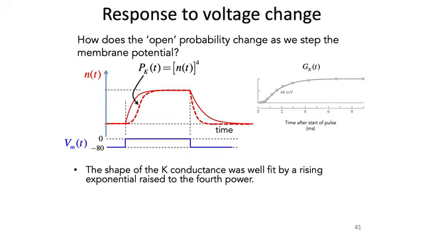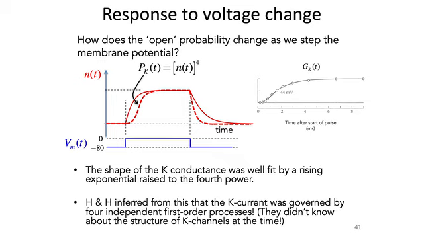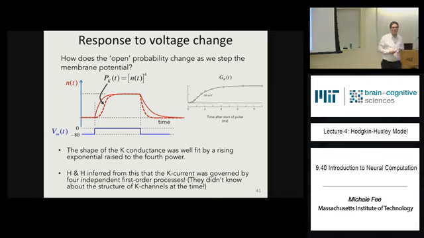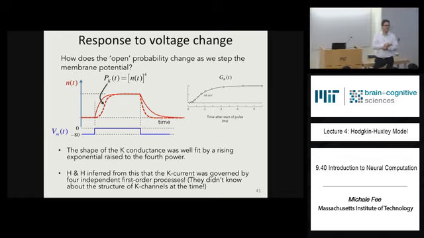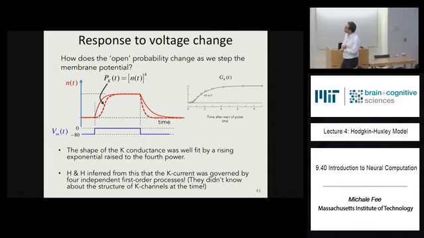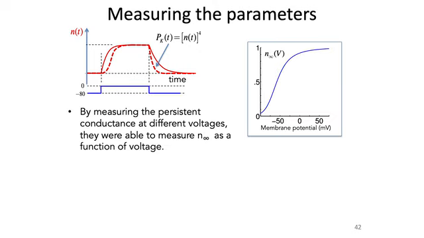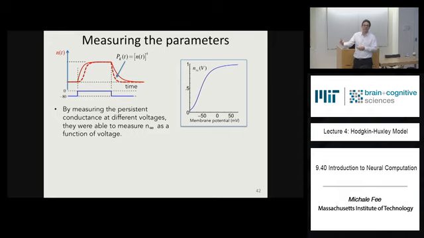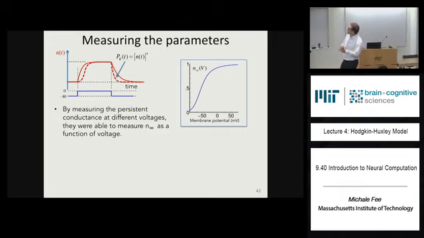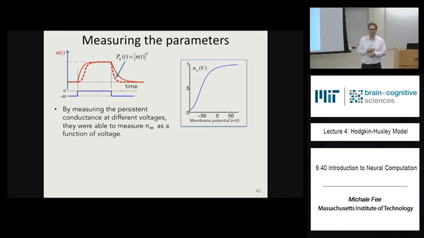So they could fit the shape of that potassium conductance turning on by this exponential gating variable raised to the 4th power. And from that, they were able to infer that it's 4 independent first-order processes that combine to produce that activation. Okay, the offset also fits if you raise it to the 4th power. They were able to measure the size of the potassium conductance to measure n infinity directly. So we derived it using the Boltzmann equation, but they measured it directly just by the size of the conductance.